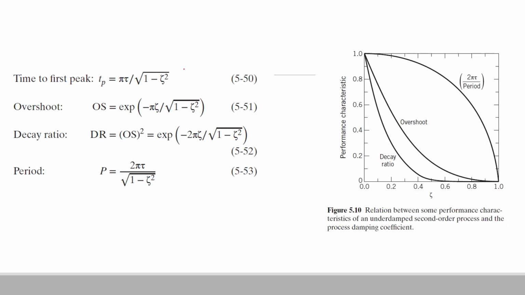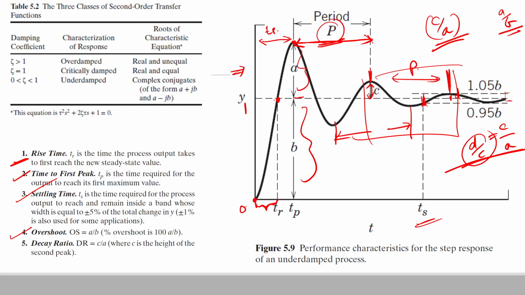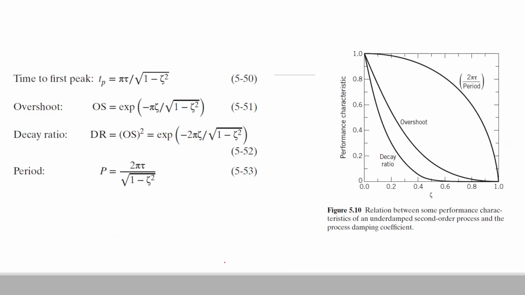So now first we studied the characteristics of the second order process, and we defined a few of these parameters, and now we will find the mathematical formula for each of those terms. So the first term we studied was the time to the first peak, that is the time taken to reach the first maximum value, that is given by tau pi upon under root of 1 minus zeta square.